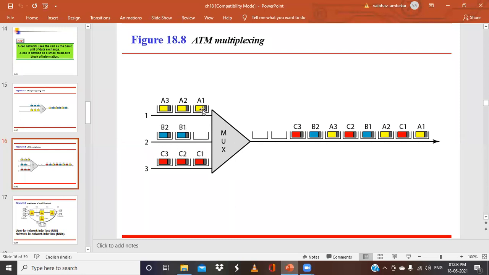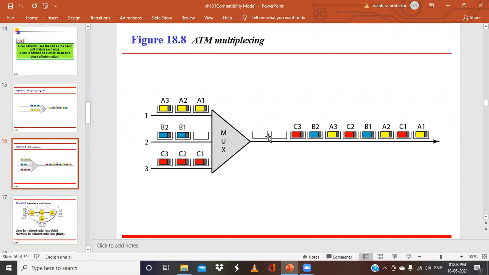But in this case, A1 will be transmitted and it will go to line 2. In line 2, there is no cell, but it will not waste the time. Directly it will jump to the next, third link. So here we have C1, and this process will be continued until it completes all the cells coming from the different inputs.